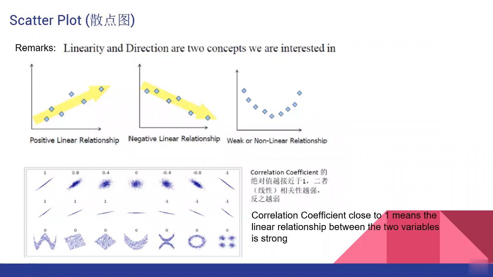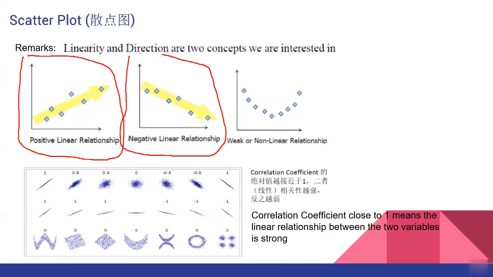Okay, sometimes when you draw the scatter plot, you can see that they have a positive linear relationship, as you can see from the very top left diagram. This is called positive linear relationship: one variable increases as the other one increases. The second diagram shows a negative linear relationship, which is that one variable decreases as the other variable increases.